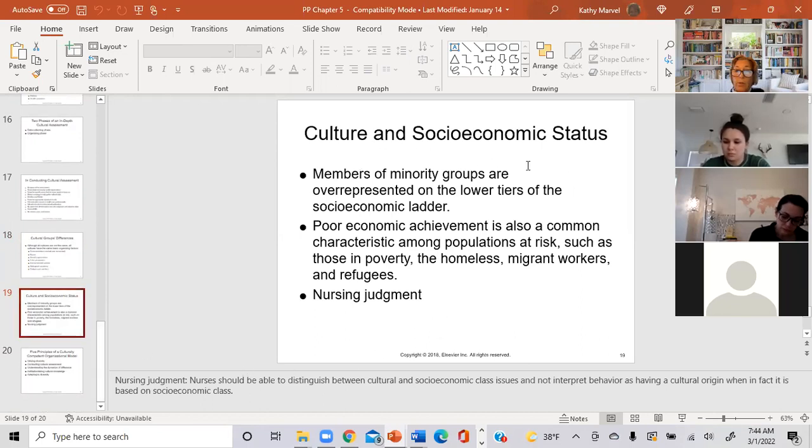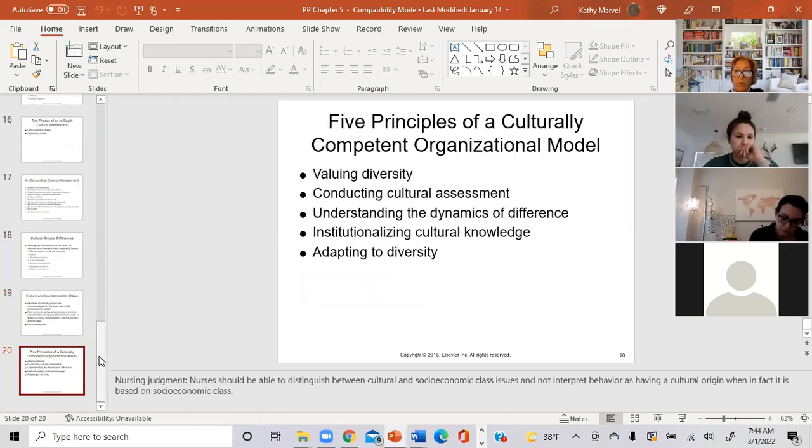Culture and socioeconomic status. We know that members of minority groups are overrepresented on the lower tiers of the socioeconomic ladder. We also know that poor economic achievement is a common characteristic among populations at risk, such as poverty, homelessness, migrant workers, refugees. And certainly our nursing judgment plays a huge role in how we view these groups.